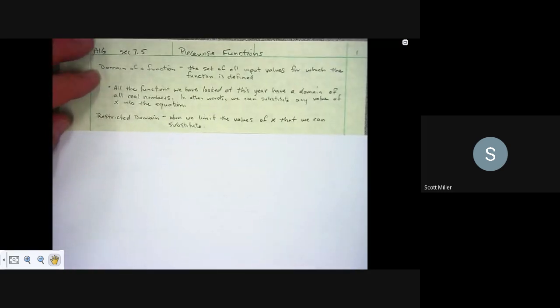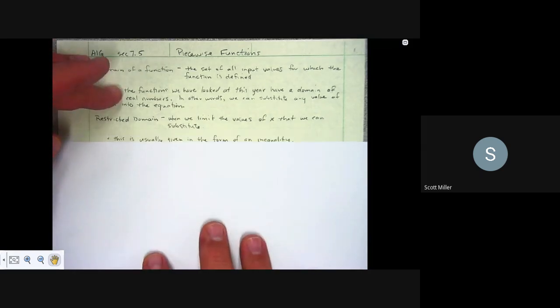What is that? A restricted domain is when I place a limit on the values of x that we can substitute. Usually it's in the form of an inequality, some numbers bigger than or less than that. So it's usually in the form of an inequality.